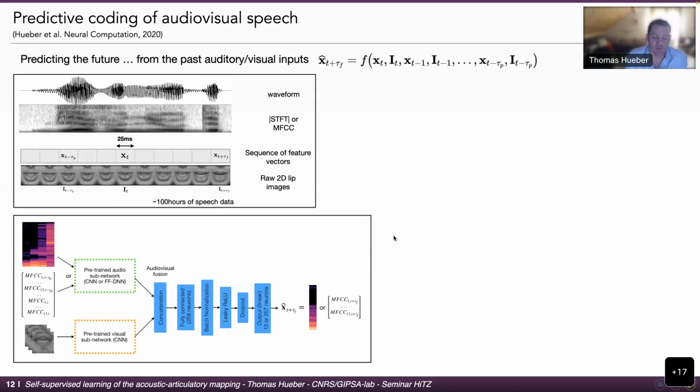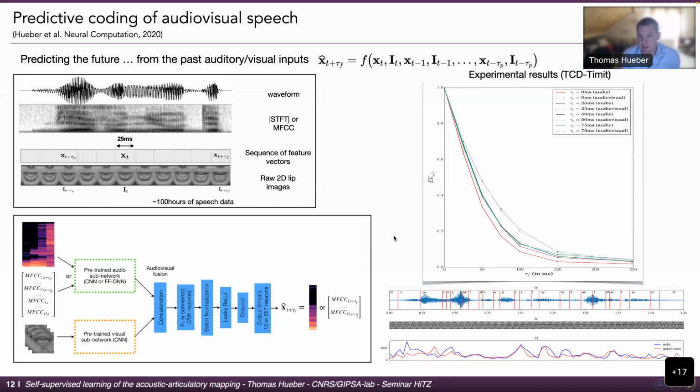I won't go into the details. This is a traditional deep learning cuisine. And the most interesting part is probably the results, which are summarized by this graph. What we have on the x-axis is tau f, so how far we want to predict in the future, in milliseconds, from 25 milliseconds, up to 50 milliseconds, 100 milliseconds, etc.